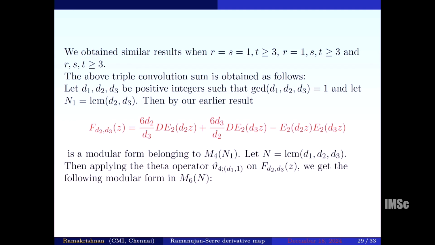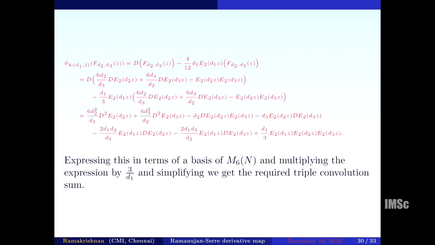The above triple convolution sum is obtained as follows. First you consider the E2 derivative combination, which is a weight 4 modular form of level 1, where N1 is the LCM of D2, D3, and then apply the theta operator on this to get the triple convolution sum. So now apply the theta operator with D1 to this particular F, and we get this triple. Actually, E2 D1, E2 D2, E2 D3 will give you the triple convolution sum. Therefore, you multiply this expression by 3 by D1 and then compare the coefficients, and then we get the result.